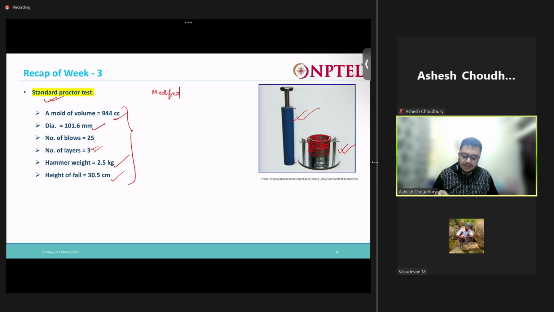The Indian light compaction test has some specifications which are a little different from the standard Proctor, but almost the same. Like the volume in the Indian test is 1000 cc, while in the standard Proctor test it is 944 cc. So there are little changes there, but it is almost similar to the standard Proctor test. And the modified Proctor test and the Indian heavy compaction test, those two are similar.